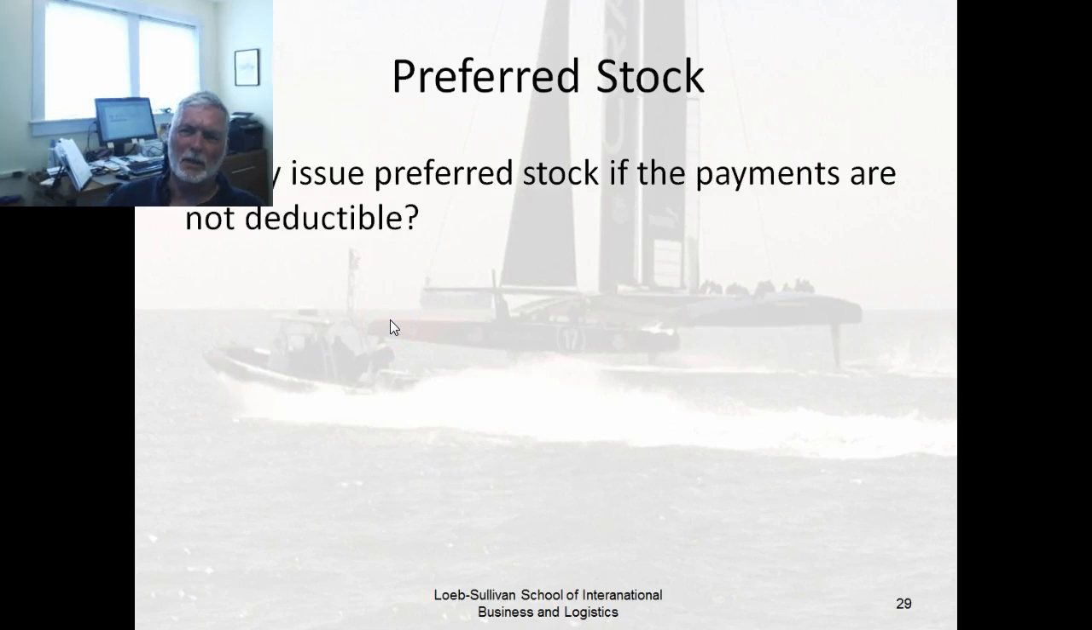So why would a company issue preferred stock? The payments aren't deductible, but they're looking for permanent capital. They can leverage preferred stock investment and borrow money at more attractive rates because the preferred stock is permanent, patient capital. So it's attractive for some companies. It gets used a fair amount.